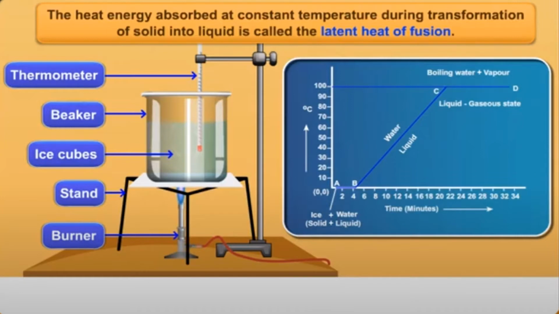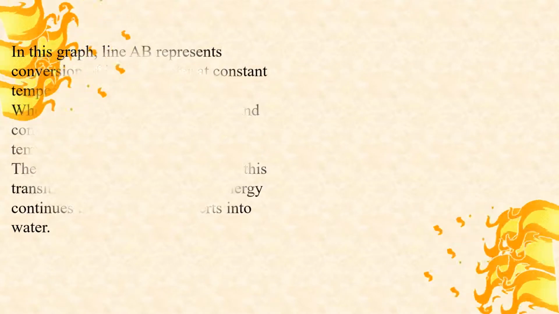Here you have to pay attention to the burner and the ice cube. When heat is created from the burner and it melts the ice, what is actually happening is the glass beaker is absorbing the heat, okay, and it is converting the ice into water. Now, the absorption of heat at a constant temperature during this transformation of solid into liquid is called latent heat of fusion. The transformation of solid ice cubes into liquid is called the latent heat of fusion. Okay, I will draw this graph in a proper way.